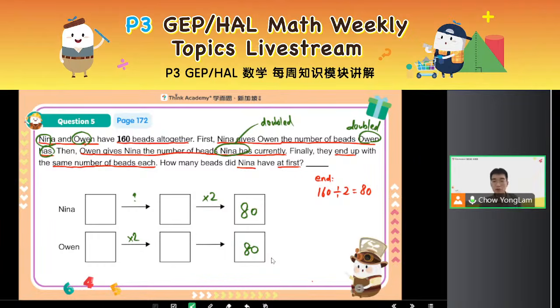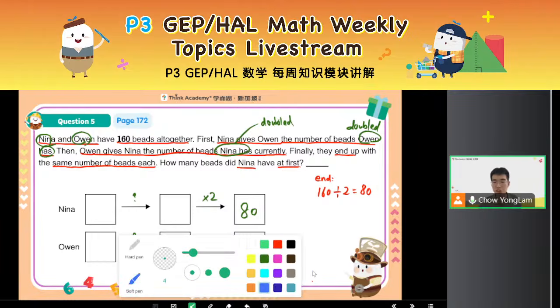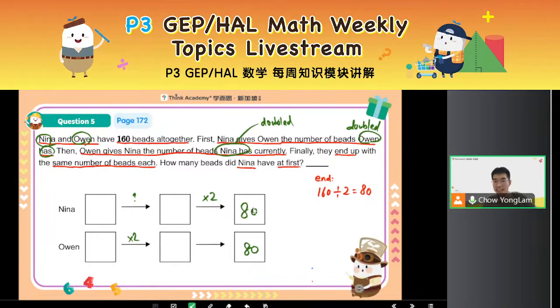Now we want to work backwards, and I want to ask you, which train diagram should I start from? For example, do you think the first step going backwards, I should work on Nina or work on Owen? Where should I start from? Okay, so you see there's a times 2 over here. You know how to reverse it, right? So I will just go backwards, divide by 2. 80 divided by 2 equals 40, right? So you know Nina has 40 beats before the second round. Then what about Owen? There's no sign here.